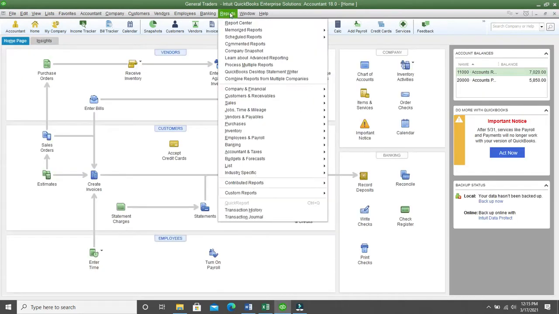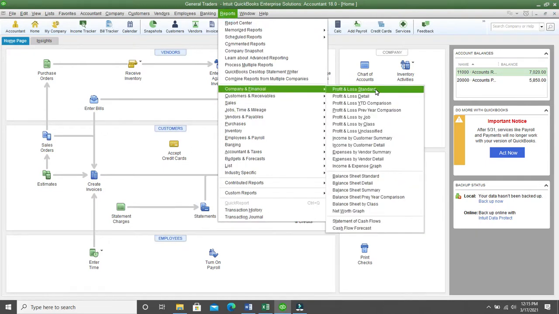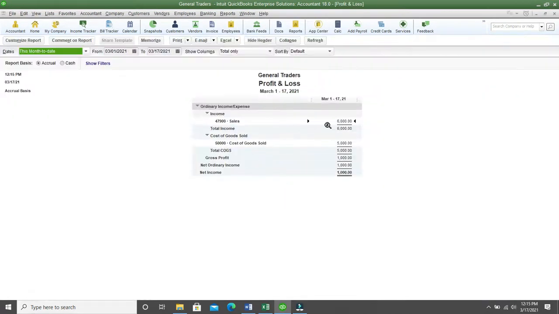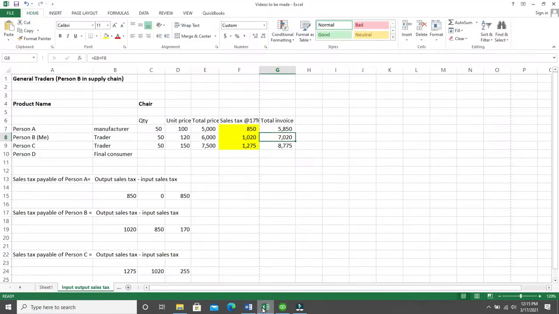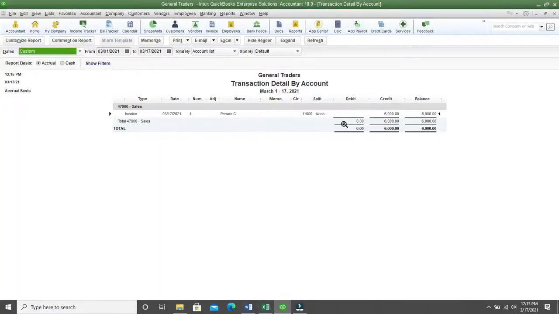Go to reports, company and financials, and profit and loss standard. Check out its sales. That is the sales which I have made, 6,000. Please remember that the sales shall be recorded with the amount excluding sales tax, because this 1020 is my output sales tax. It is not my sales. I am collecting this sales tax on behalf of the government agency, but I shall pay this amount after adjusting my input sales tax on my purchases. So we have successfully recorded this transaction, that is the invoice.